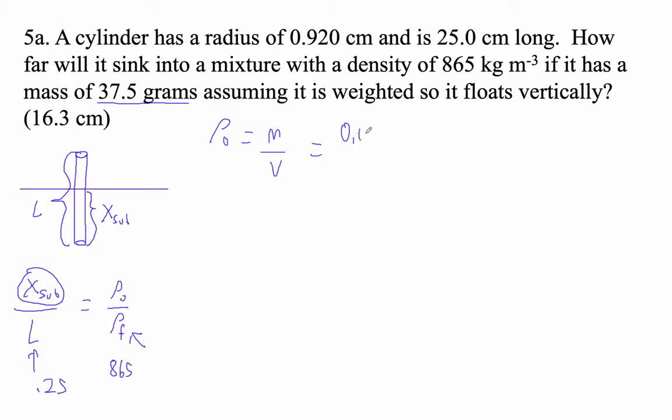0.0375 kilograms. And then it is a right circular cylinder, so its volume is going to be pi r squared h, right? So divided by pi, the radius is small, right? 0.0092 squared, right? And then h is 0.25.